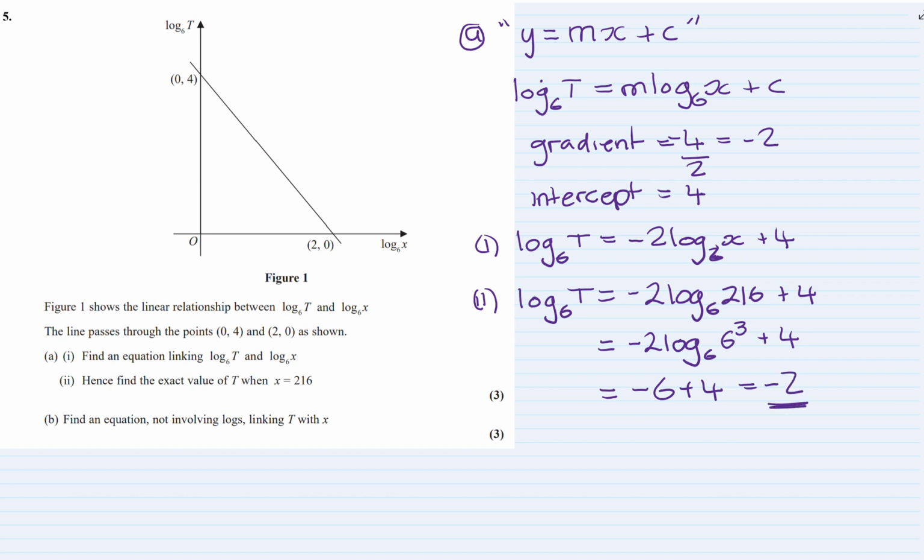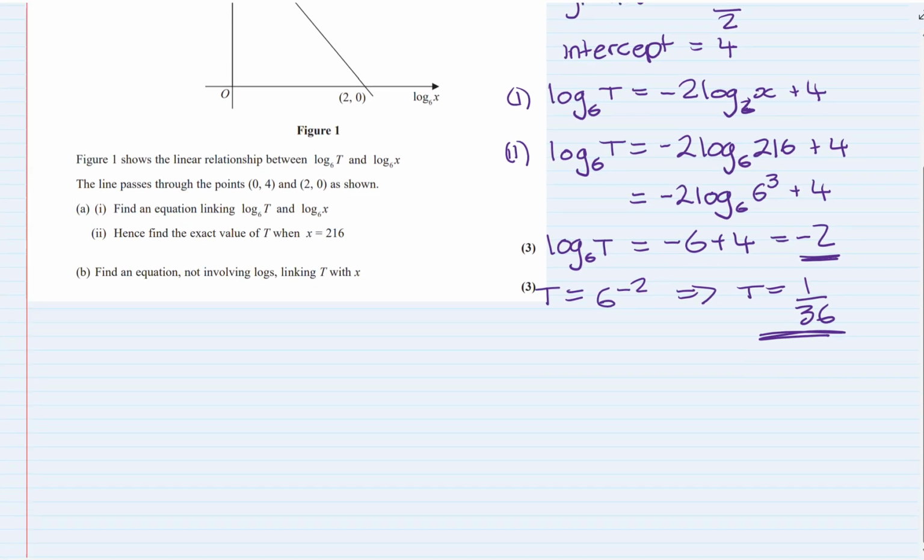So that's what we needed for part 2. And actually, that's not the final answer. That's just what we have for log to the base 6 of t. So that means 6 to the minus 2 is what t equals, which means that t is equal to 1 over 36. So always going back and making sure we've actually answered the question.